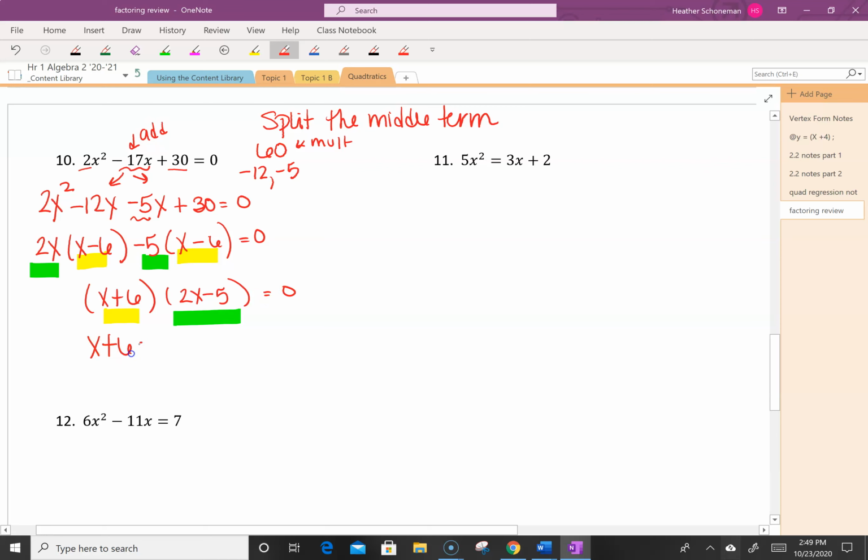So when I solve, x plus 6 equals 0, or 2x minus 5 equals 0. This gives me x equals negative 6. This one I'm going to add the 5 and divide by 2. So I get 5 halves.